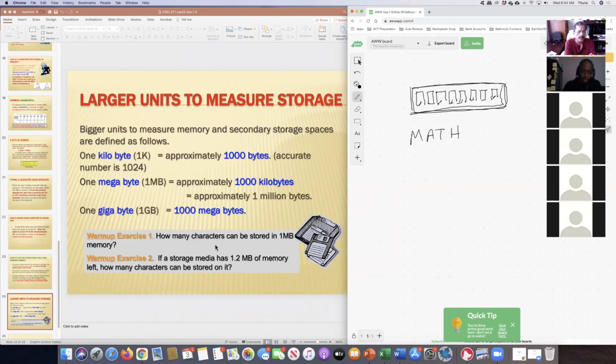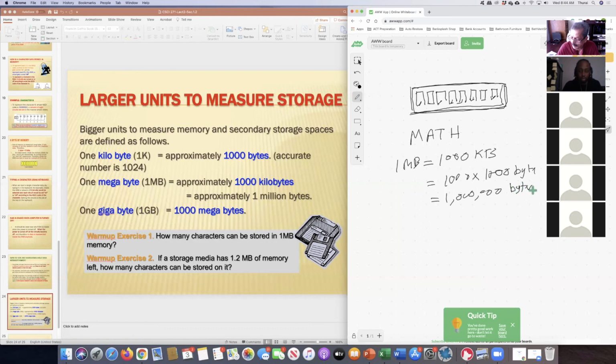A megabyte is 1,000 kilobytes. So let me write on the board: 1 megabyte is equal to 1,000 kilobytes. Kilobyte is written as KB. And every kilobyte is equal to 1,000 bytes. So therefore, 1,000 times 1,000 bytes, which is equal to 1 million. So a megabyte is equal to 1 million bytes.